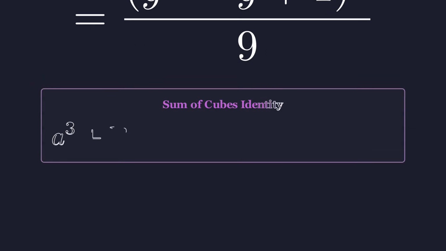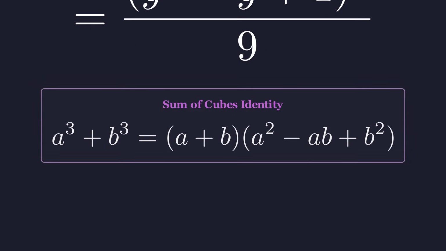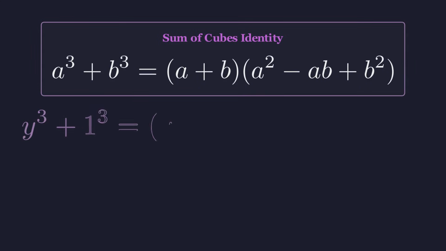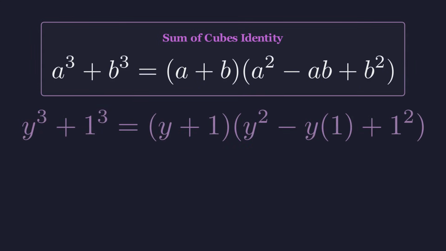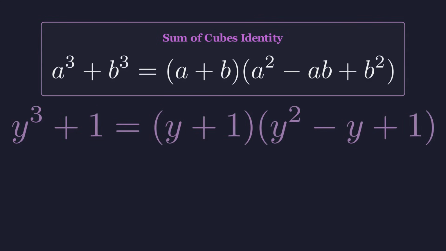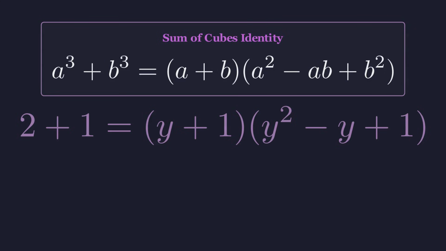The sum of cubes identity gives us a way to factor a cubed plus b cubed. Let's apply this with a equals y and b equals 1. This simplifies to y cubed plus 1 equals y plus 1 times the trinomial we are interested in. And since we know y cubed is 2, we can substitute it into this identity. Substituting 2 gives us this simple relationship.